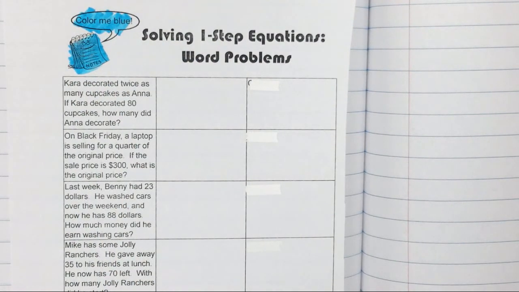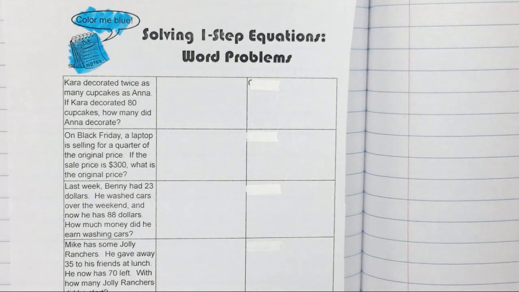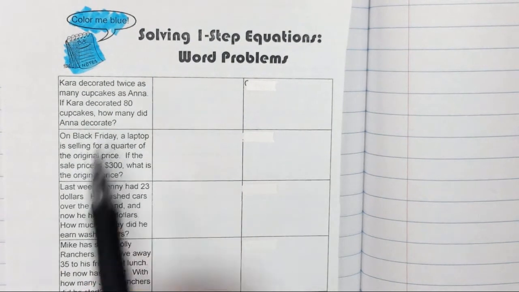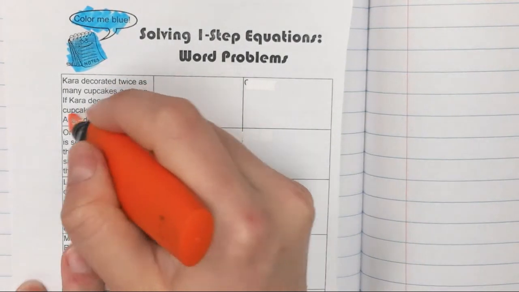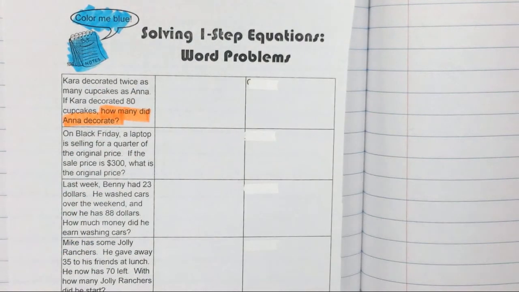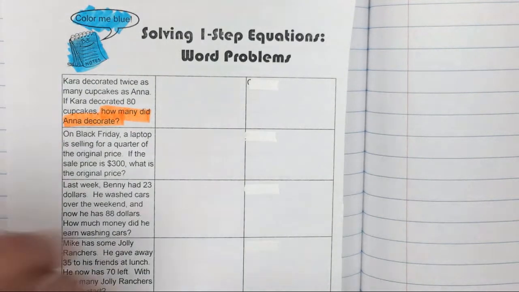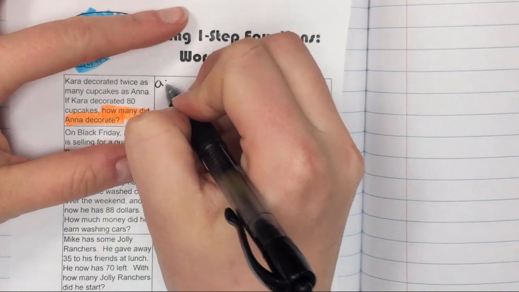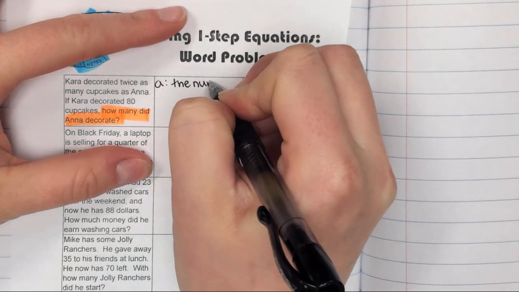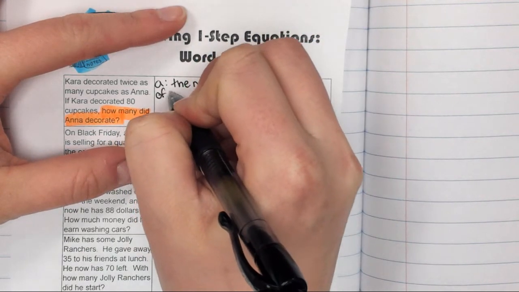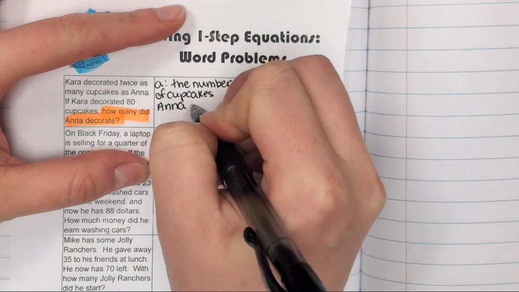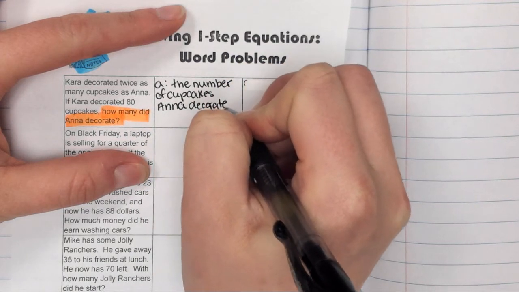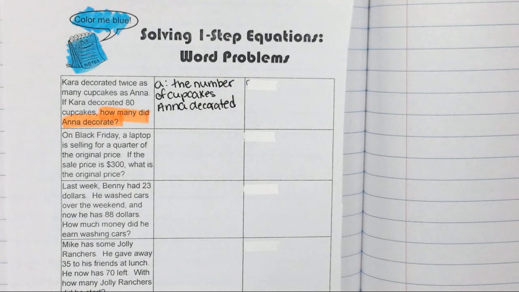It says, Kara decorated twice as many cupcakes as Anna. If Kara decorated 80 cupcakes, how many did Anna decorate? So the first thing we want to look at is what is our question. This helps us define a variable. So our question here is, how many did Anna decorate? So we're going to pick a letter that makes sense. In this case, I'm going to pick A, and A is going to stand for the number of cupcakes Anna decorated.